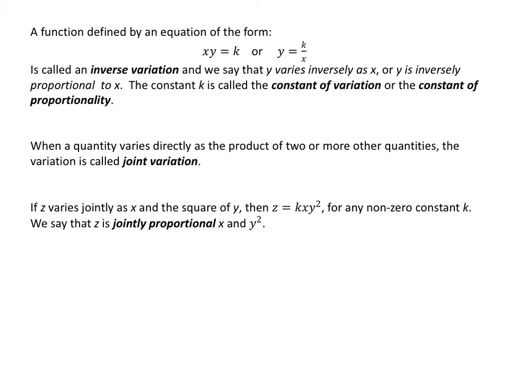We can also do a kind of a combination which is called joint variation. So when we've got something that varies directly as the product of two or more, meaning you're multiplying two or more things, we call that joint variation. Taking a look here, it says that z varies jointly as x and the square of y. The square of y in this textbook means y squared. And we've got this constant that has to be multiplied, so this would be any non-zero constant. And we can say that z is jointly proportional to x and y squared.